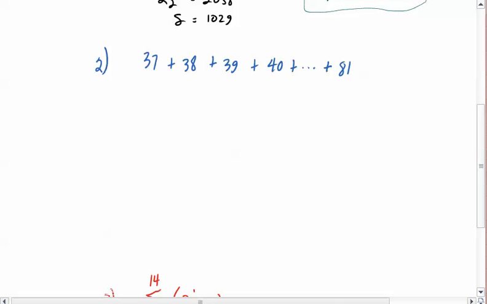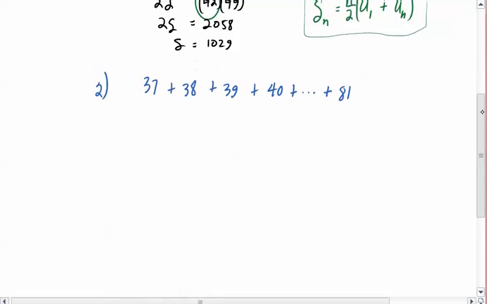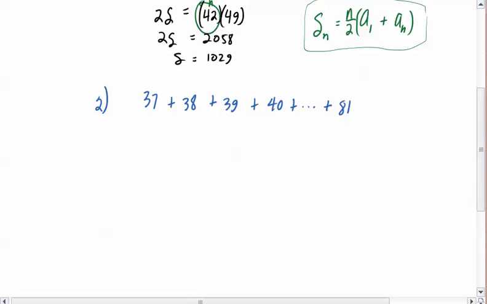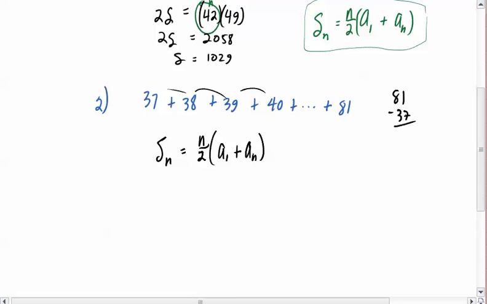Let's take a look at the next series, find the sum of the next series, but let's use the formula to do it. Okay? So here we go. S sub n is equal to n over 2 times a sub 1 plus a sub n. All right, let's find out how many items we have. It's going up by ones, so I'm going to have 81 minus 37. Well, 81 minus 37 is 44. Well, then I need to add 1, and I know that 45 is how many items. So my n is 45.